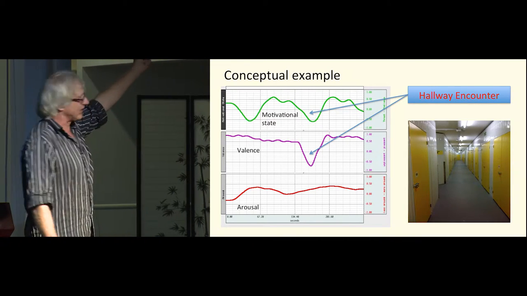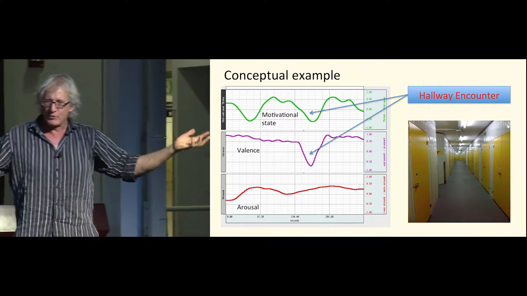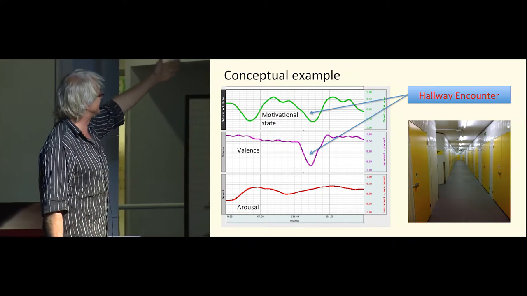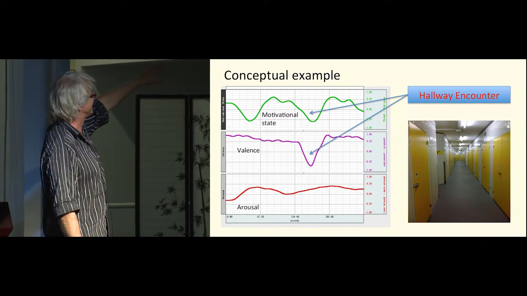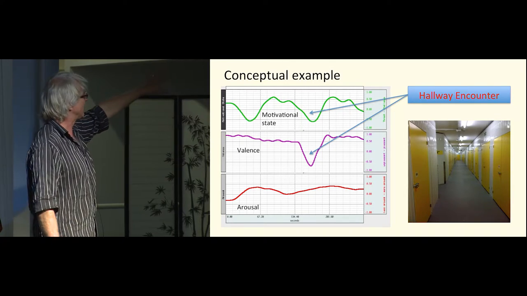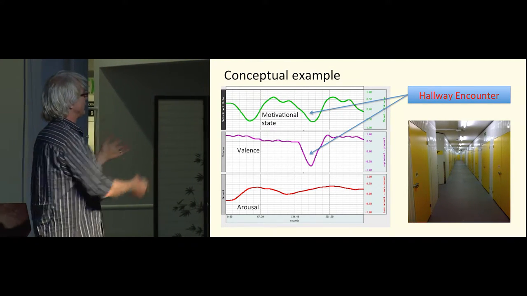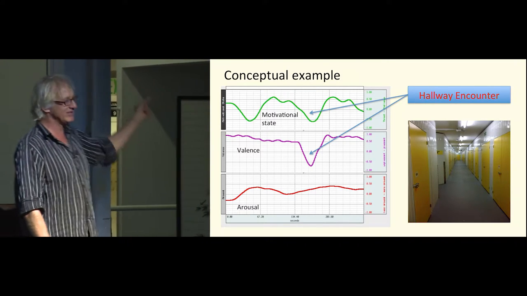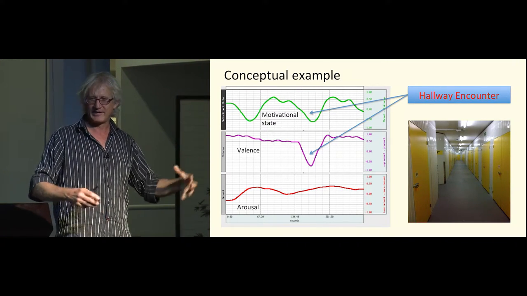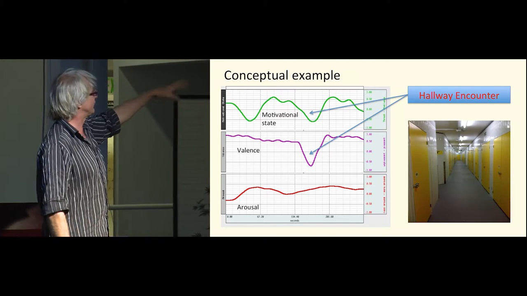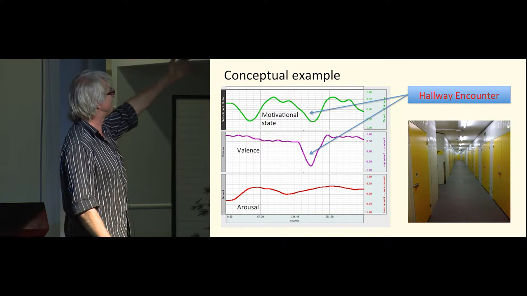And also the client's unmotivated, right? There's a motivational problem too. There's a dip in both motivational state and valence at the point of encountering these yellow doors. Arousal appears to be unaffected, but both the architect and client would be well served by realizing there's a direct pairing, right? An immediate direct pairing between this state in the virtuality and these kinds of signals.